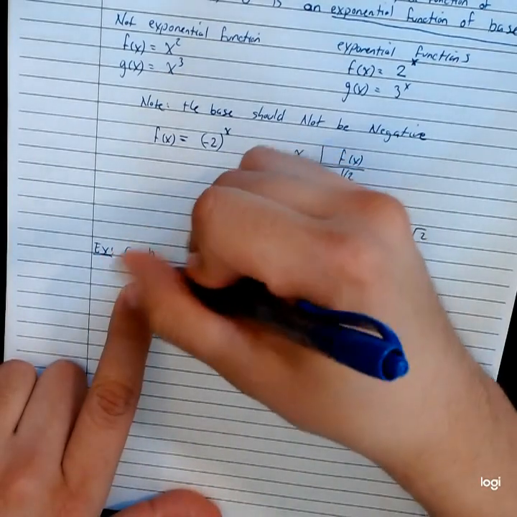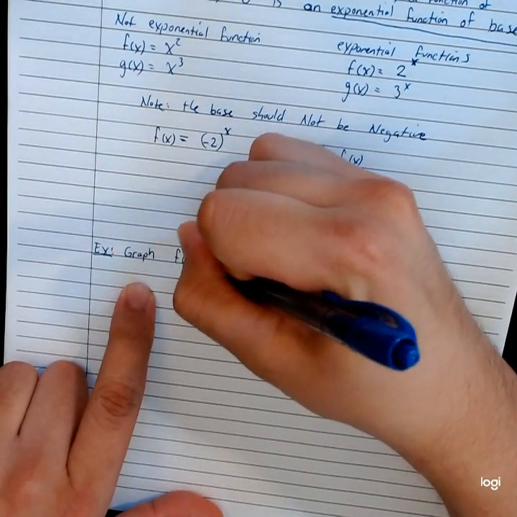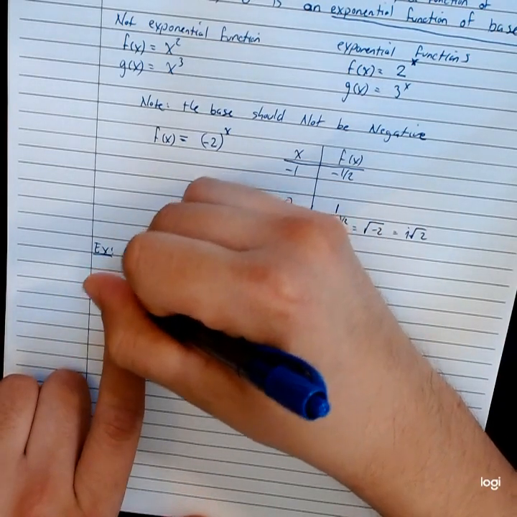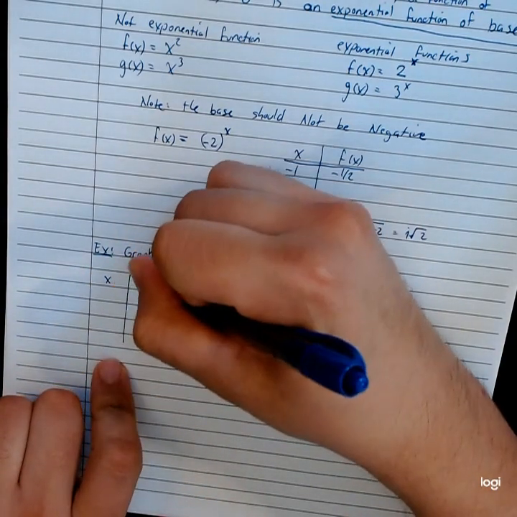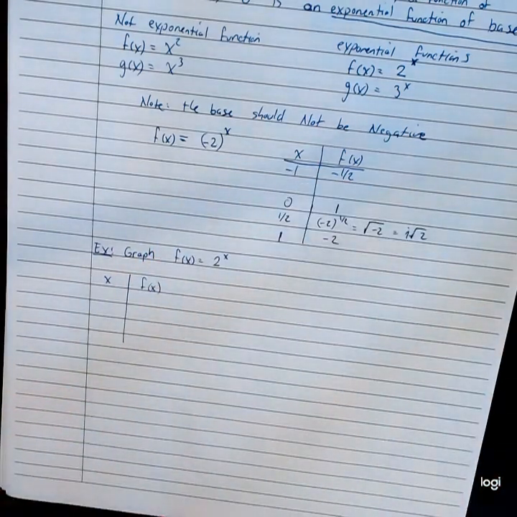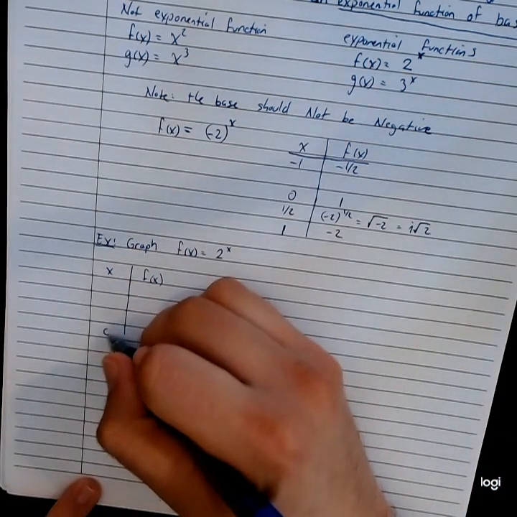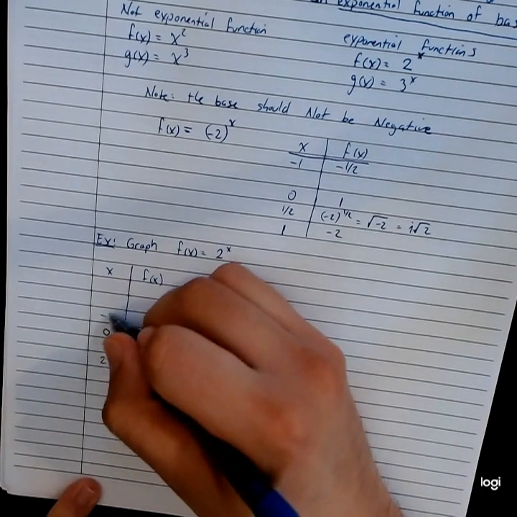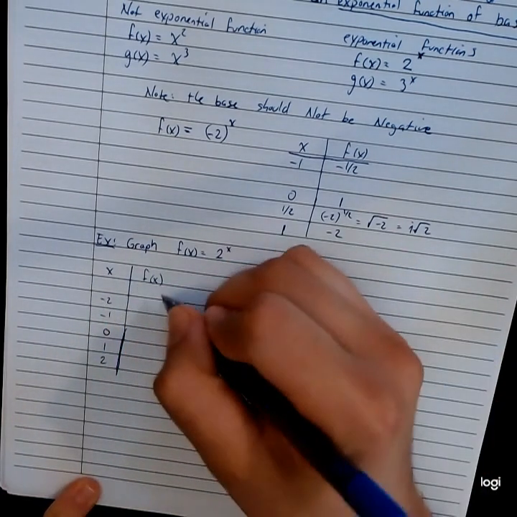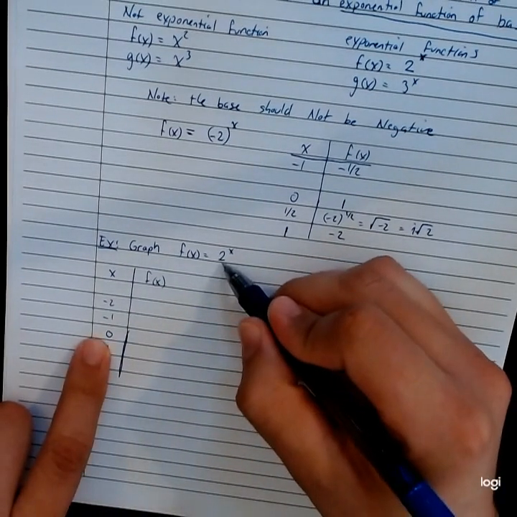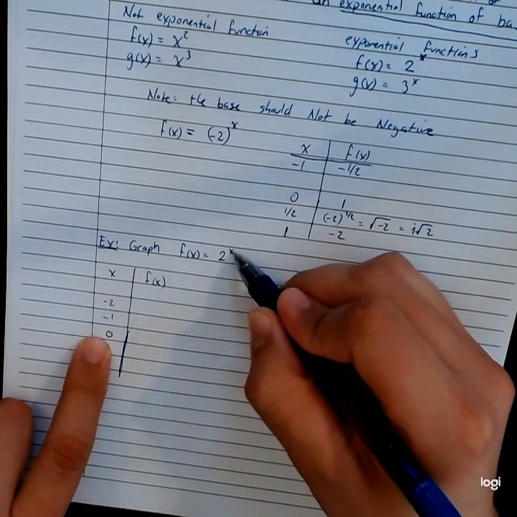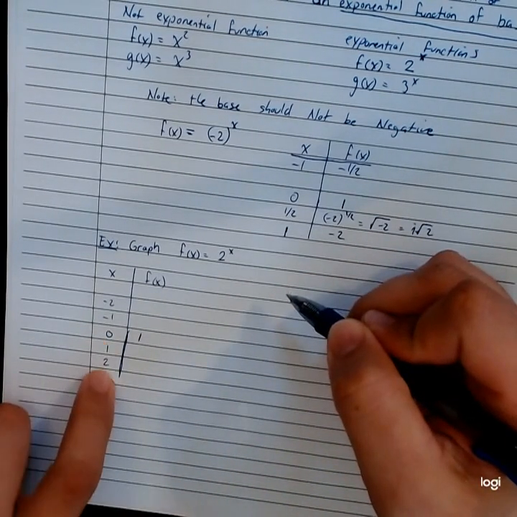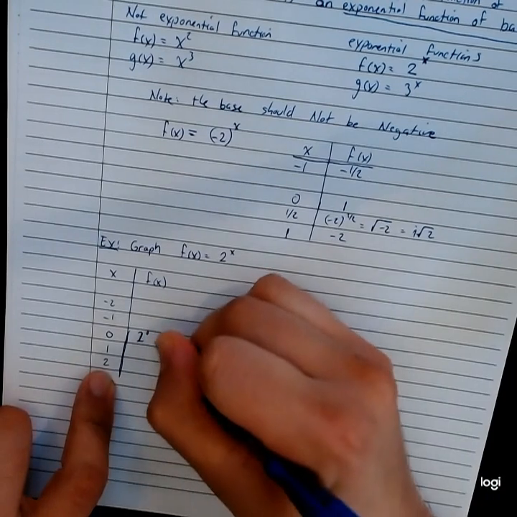But for the first ones, we're going to graph f of x equals 2 to the x. And here we're going to do it the old-fashioned way. We're going to plug in some numbers into our function. Let's plug in the number 0. I'll plug in a few positives, and I'll plug in a few negatives. If I plug in 0, 2 to the 0, well, anything to the 0 is equal to 1. In fact, let me write that. 2 to the 0 is equal to 1.